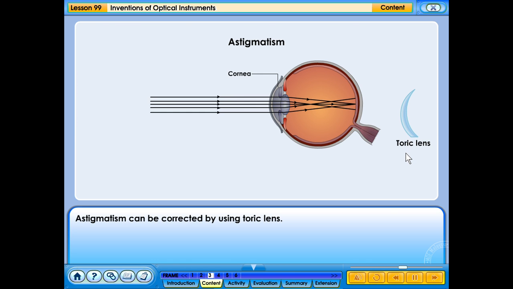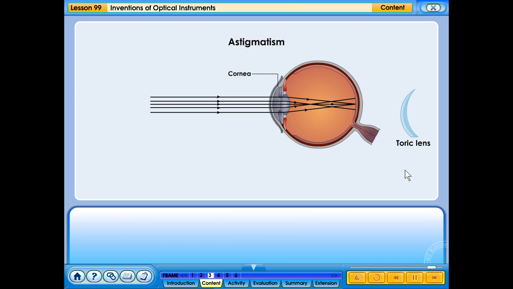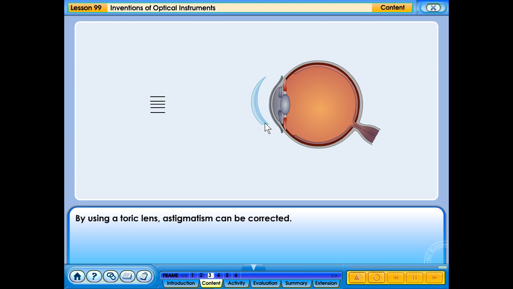Astigmatism can be corrected by using toric lens. These lenses have a variable edge profile that is thinner in some places and thicker in others. Thus, they have two different power curves. Drag the toric lens to the front of the eye and observe what happens. By using a toric lens, astigmatism can be corrected.